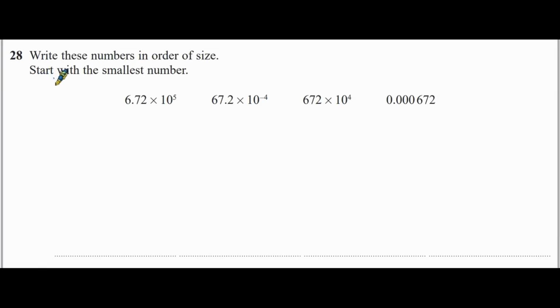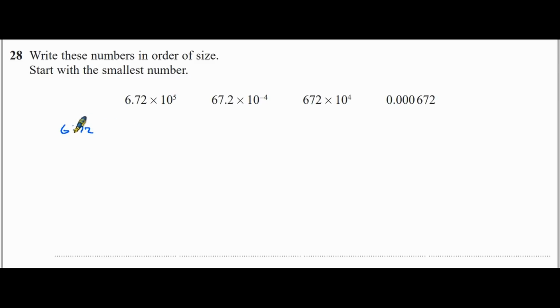Question 28, all about standard form, and we have to write these numbers in order of size. A couple of ways you could do this. You can convert them all to standard form, or you can do the opposite and change them into real numbers. Not sure which is the easiest. Let's have a look at changing them into real numbers. So the first one is 6.72. Now we multiply that by 10 to the 5.